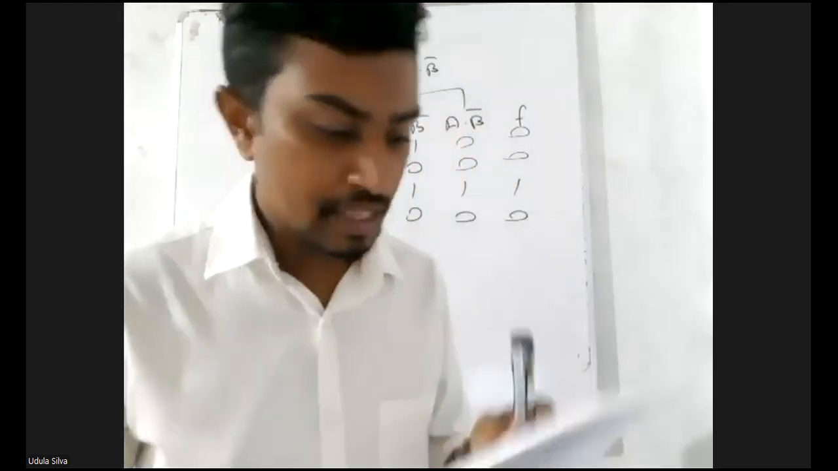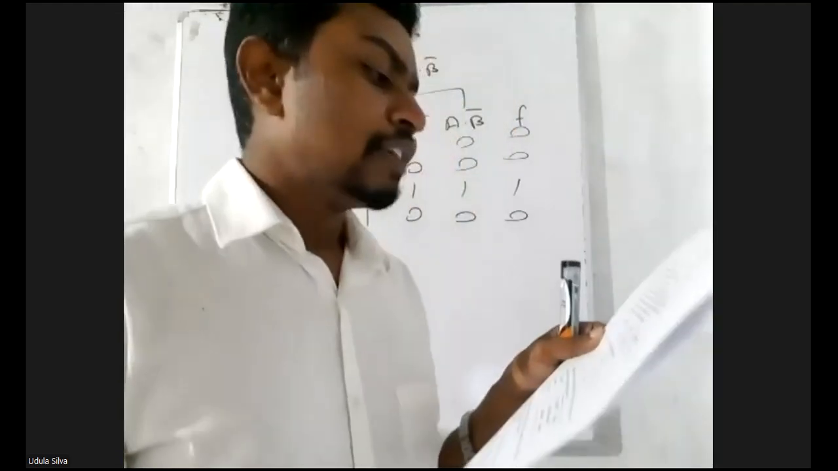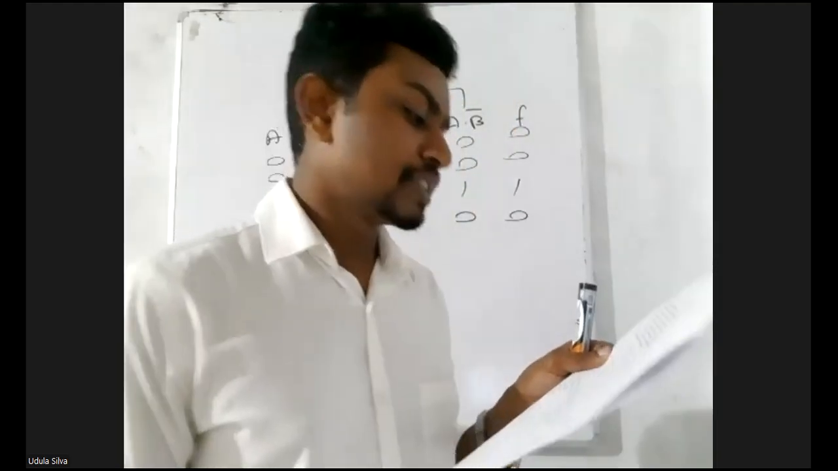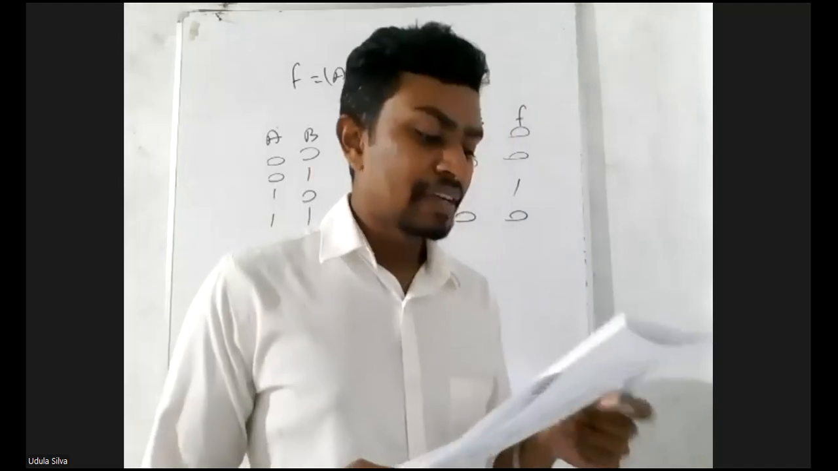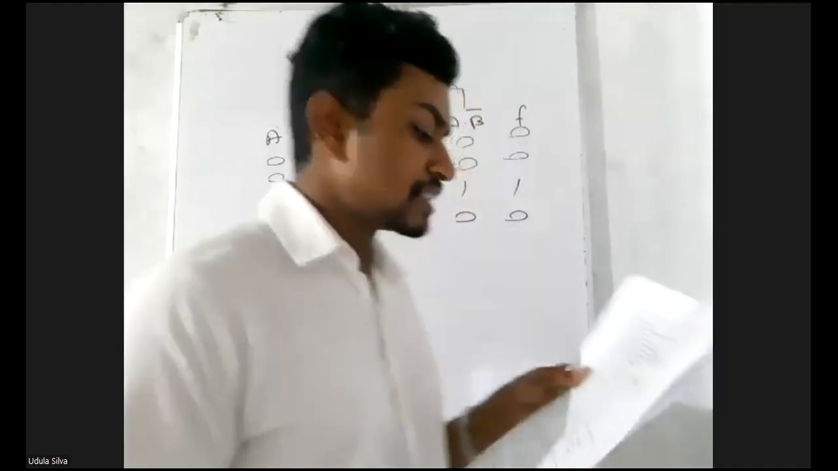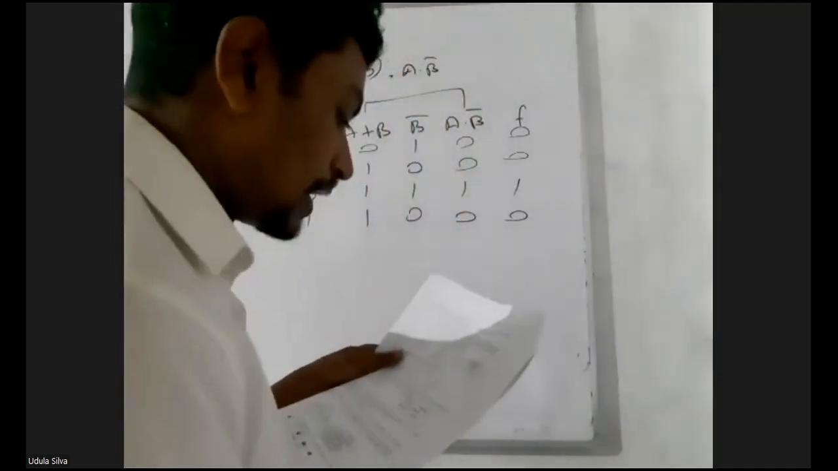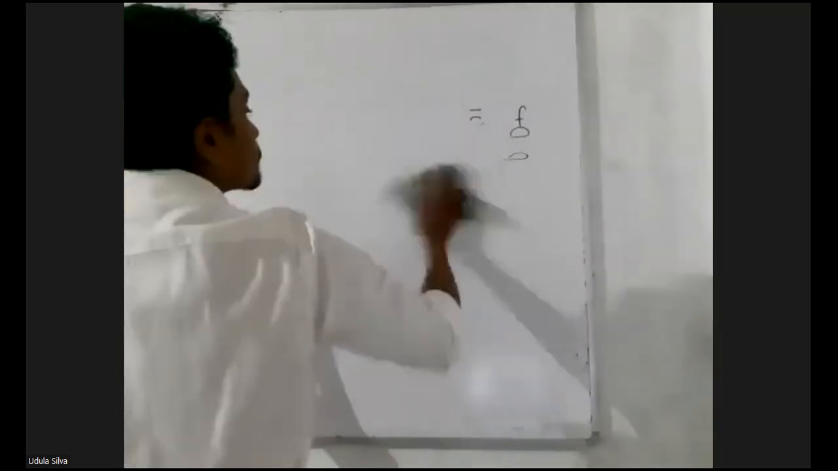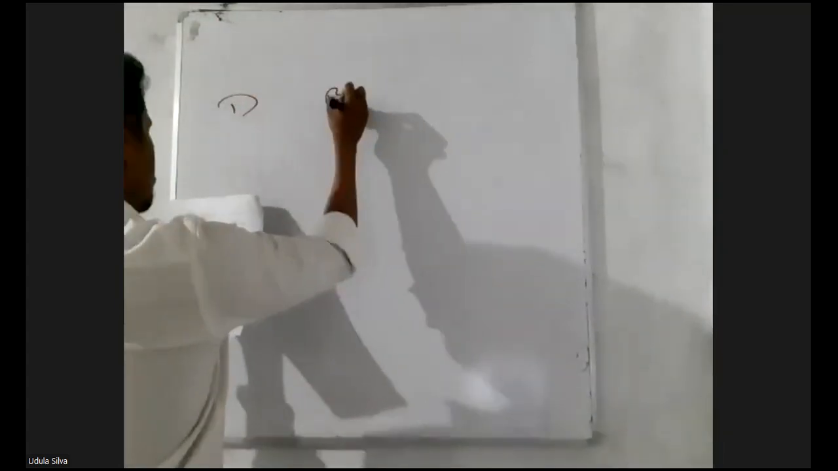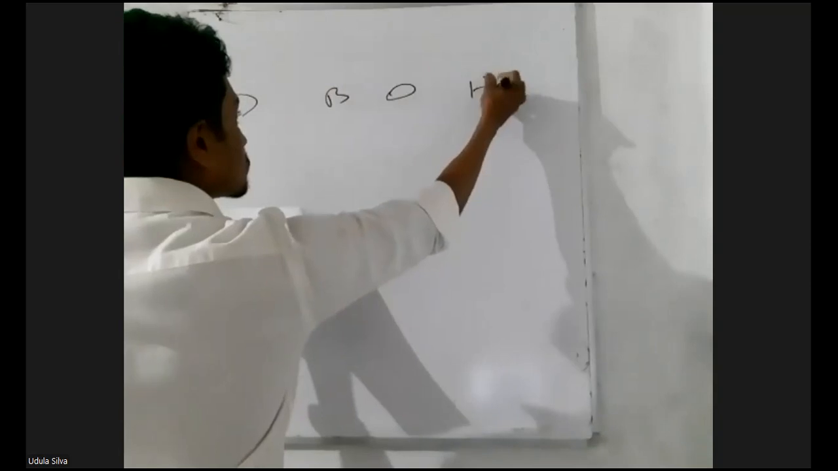Fourth one. Fill in the blanks with the relevant number conversion. Right. So here we have a decimal. So let's convert this decimal into binary and octal. Decimal, binary, octal, etc.